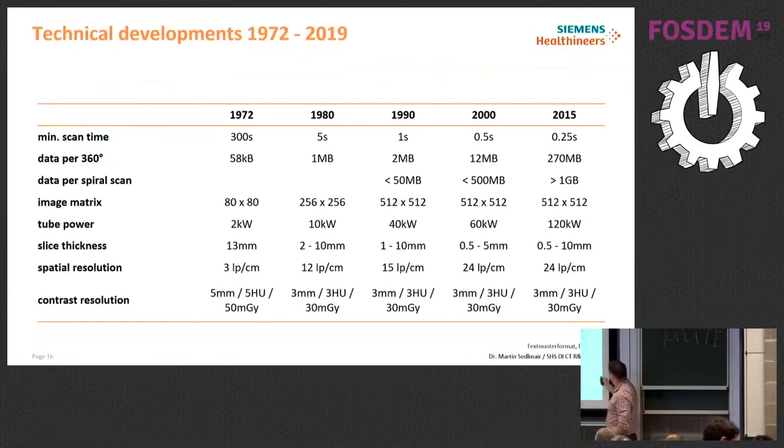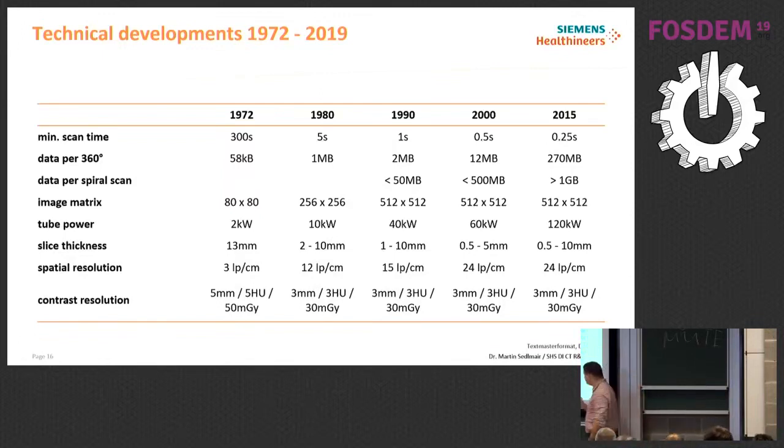In 2015, we rotate at 0.25 milliseconds. We produce 270 megabytes of data per rotation, and for a full scan, 1 gigabyte. The largest file I have seen so far is about 30 gigabytes, and with newer scanners, we're coming up to 100 gigabytes.